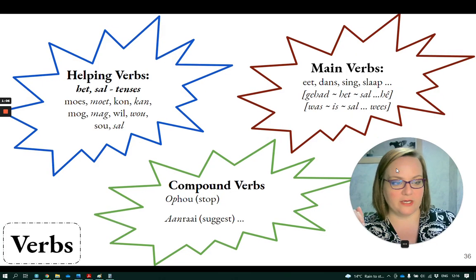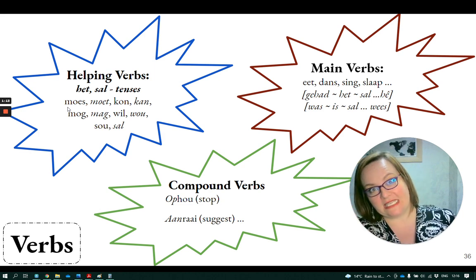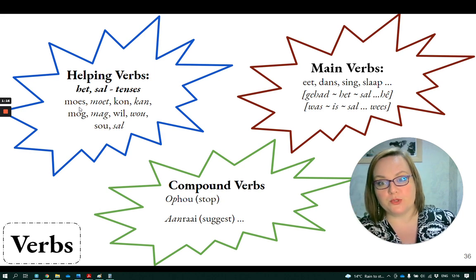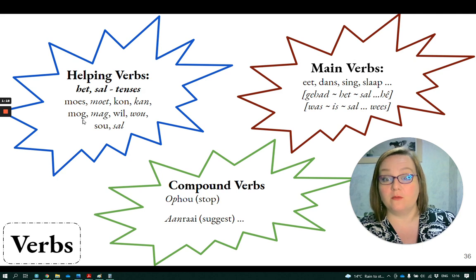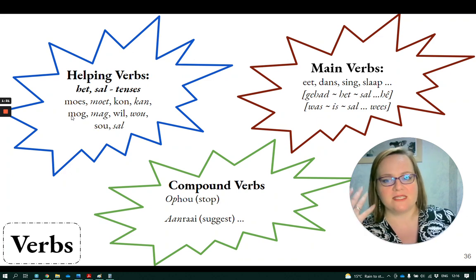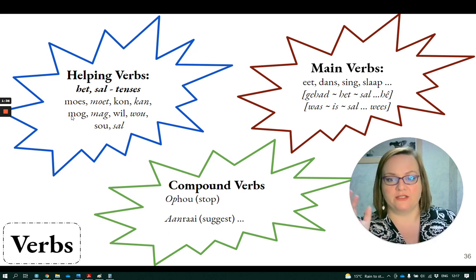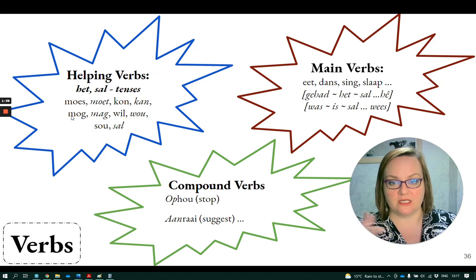Just to overview quickly, we have finished the main verbs on the right hand side. Now we're looking at the helping verbs, and specifically the past tense helping verbs: moes, kon, moch, wil, and so on. Moch is not used in contemporary Afrikaans as much anymore. Even when I made the sentence, I was like, ooh, moch. It doesn't seem as easy on the tongue as the others, because they're used a lot. So just a note, I've included it because it is part of the helping verbs, but it's not used a lot.